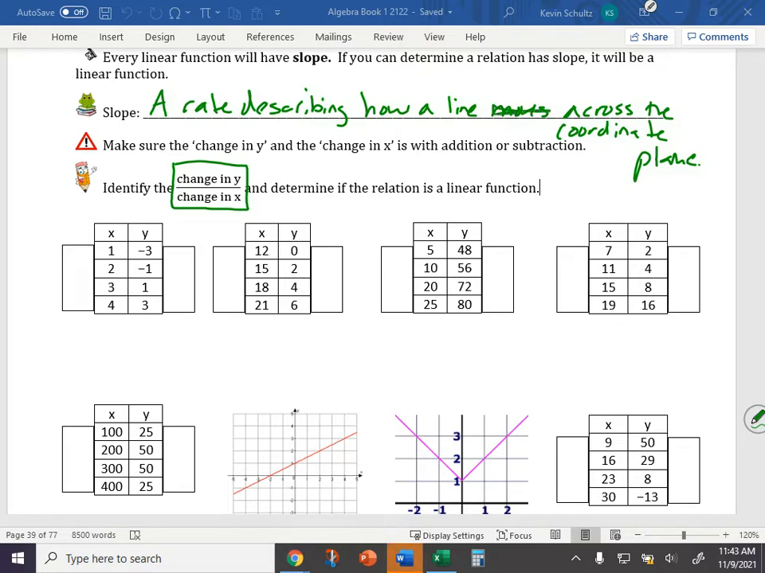I'll make moves more legible. There we go. Slope is a rate describing how a line moves across the coordinate plane. And for our purposes of finding linear functions, we're going to focus on this change in y over change in x. I'm going to scroll down a little bit here, so give me a thumbs up when you've got the notes and are ready to move on.